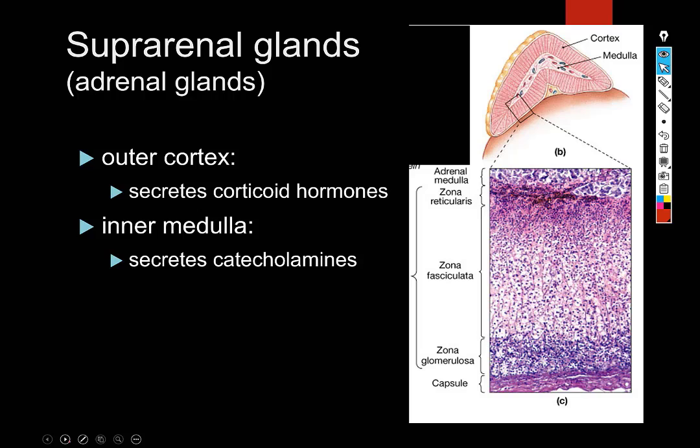The inner medulla secretes catecholamines. So remember, the medulla of the adrenal gland is where those weirdo axonic neurons live, and they only secrete epinephrine and norepinephrine. Unsurprisingly, because these hormones are dumped directly into the blood, the adrenal glands are highly vascularized, so they have a really robust blood supply.